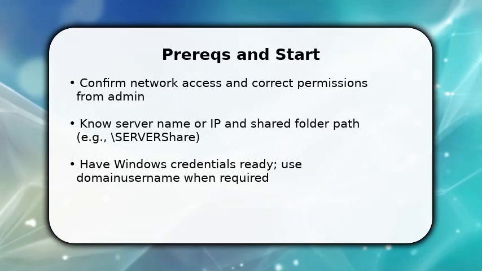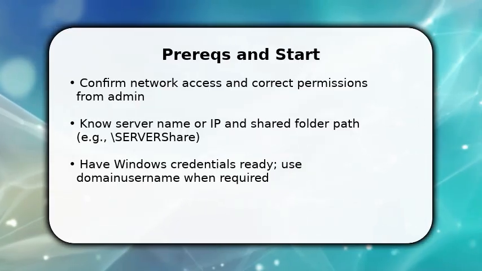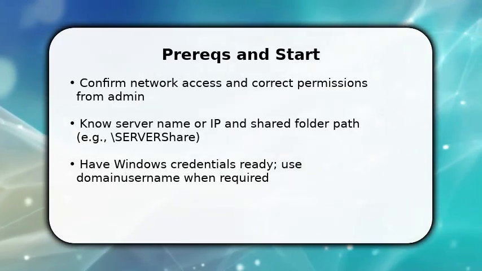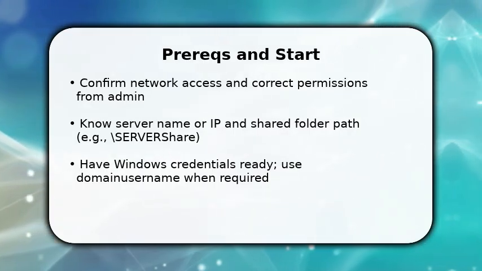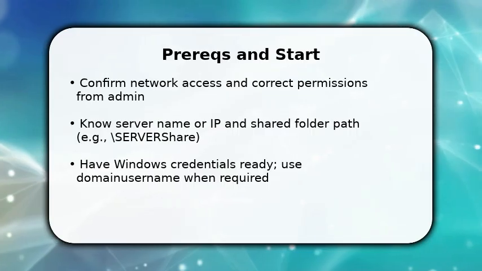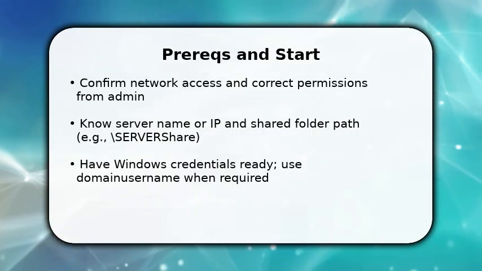You begin by confirming prerequisites: a reachable network, permission to the share, and the server name or IP. Open File Explorer and click This PC, then choose Map Network Drive to start the connection wizard.